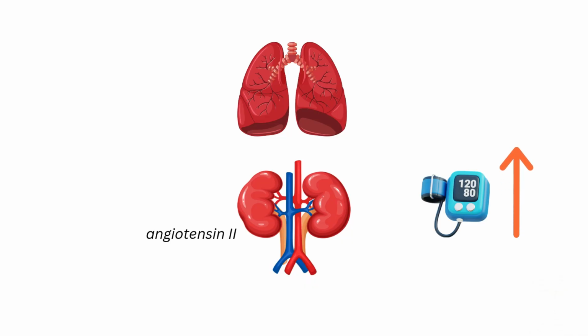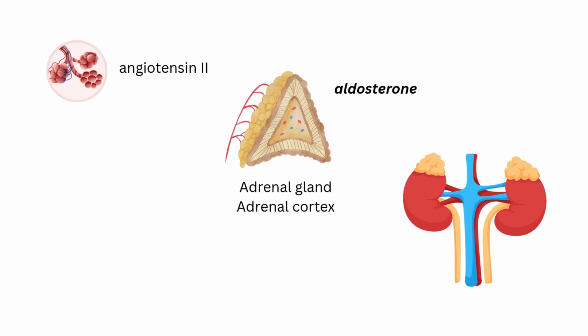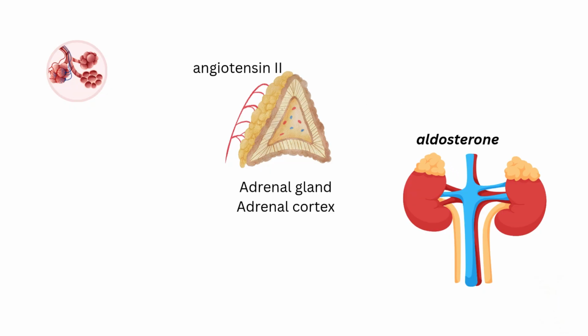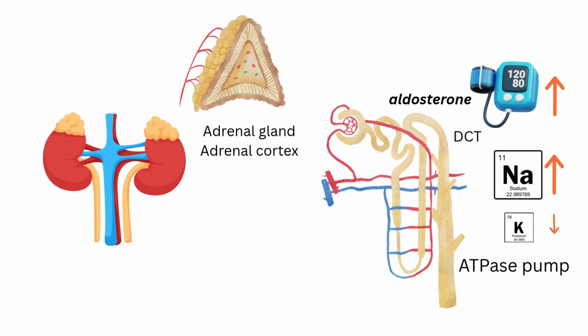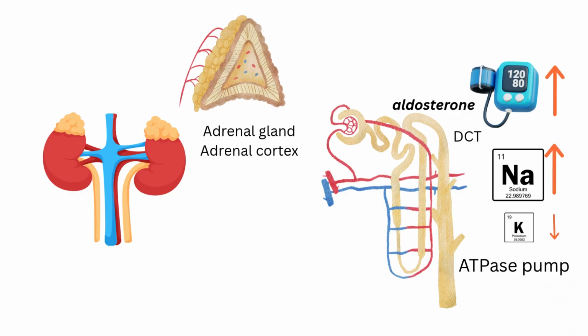But wait, there is another trigger for another hormone. Angiotensin 2 stimulates the adrenal cortex in the adrenal gland to secrete aldosterone. Aldosterone is a mineralocorticoid hormone secreted by the adrenal cortex to act on the distal convoluted tubules and collecting ducts to conserve sodium. It stimulates sodium potassium exchange, leading to correction of low sodium to normal, thereby correcting the low blood pressure to normal. So far, we've covered three important renal functions.